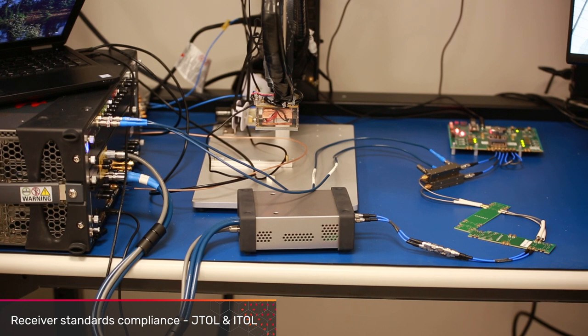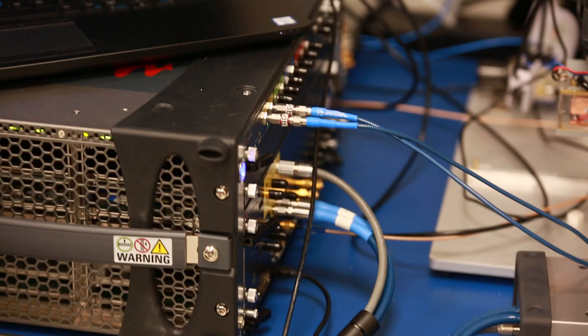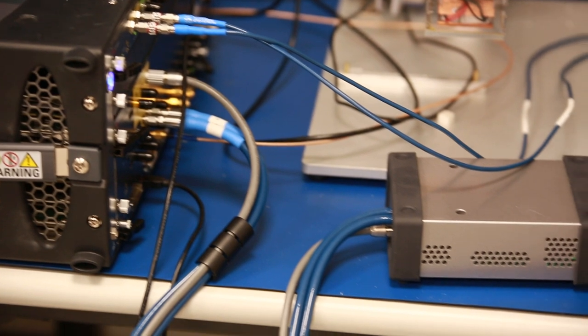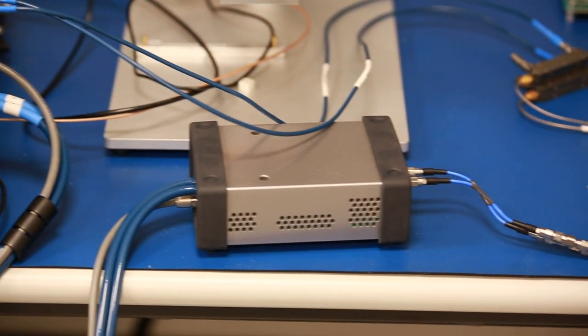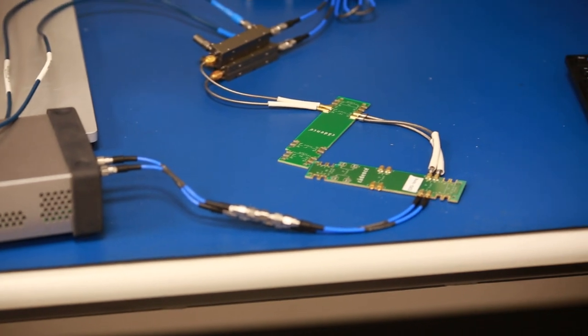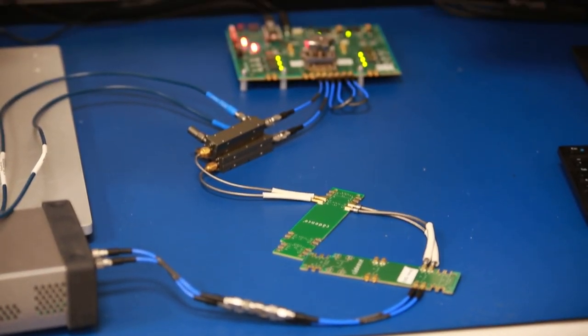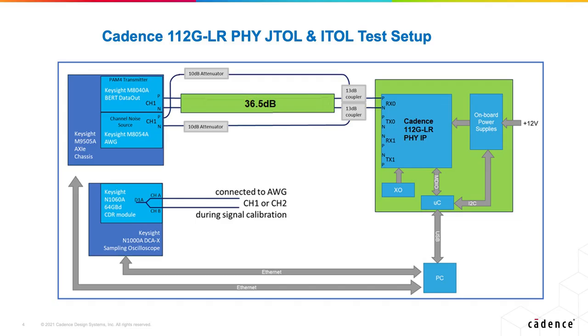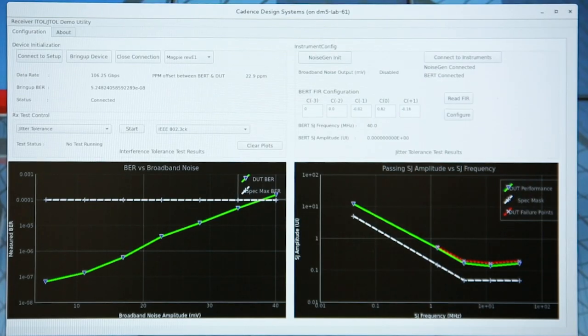We are demonstrating the most critical standard compliance parameters, receiver jitter tolerance and receiver interference tolerance test. Receiver jitter tolerance is passing with channel insertion loss of 36.5 dB, beyond IEEE 802.3ck specs requirement. This has plus 8 dB additional design margin.